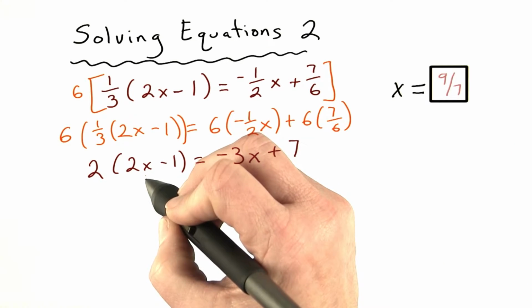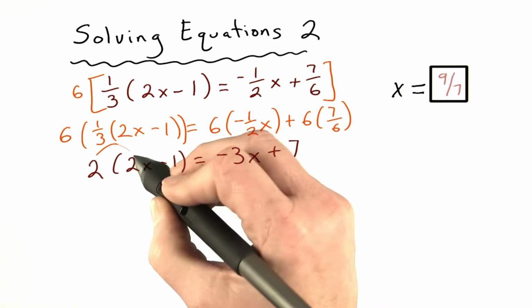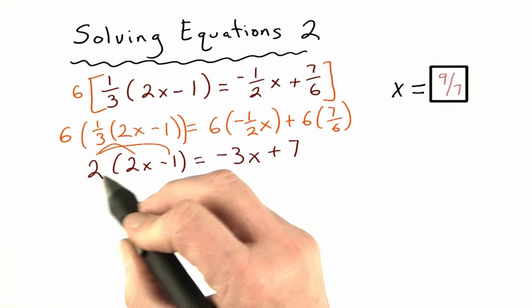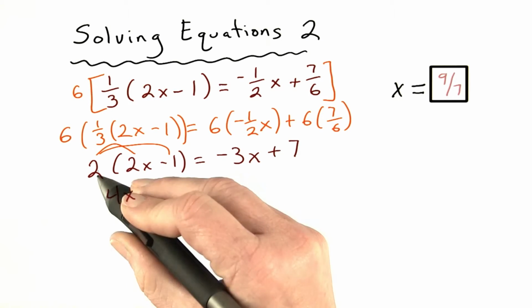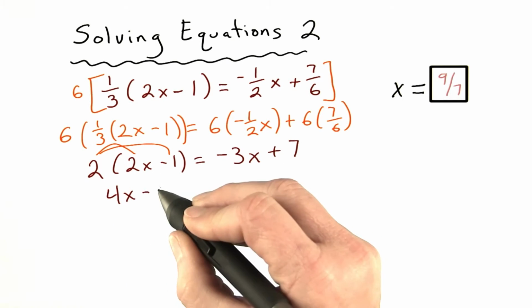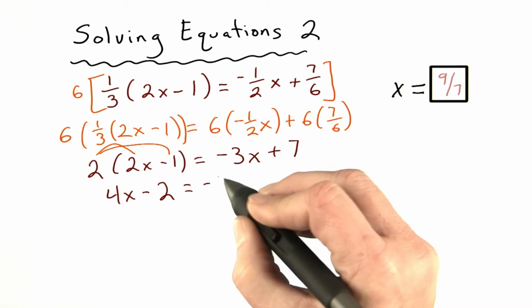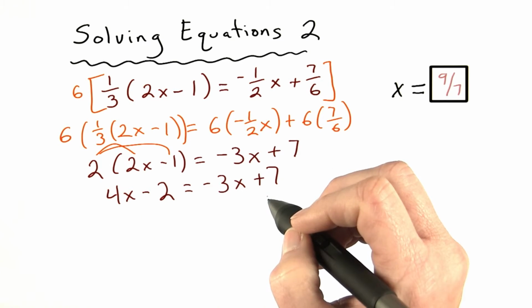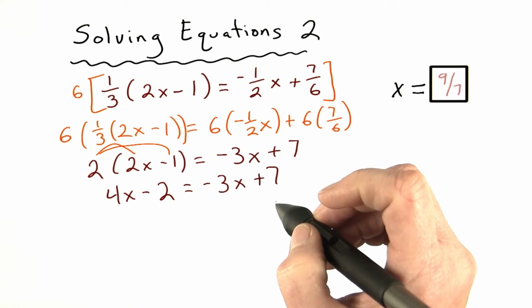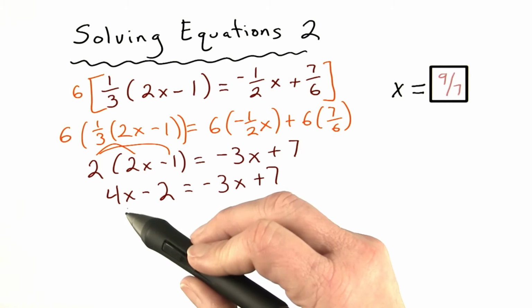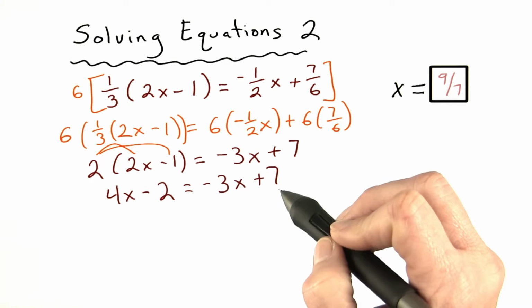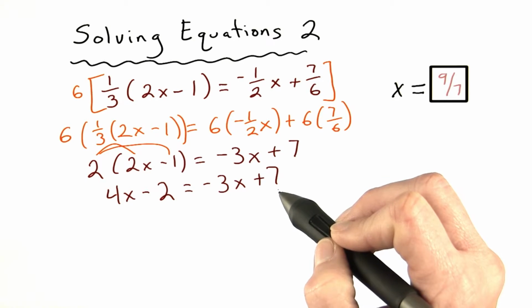Here I have 2 times 2x minus 1, so I need 2 times 2x, and I need 2 times negative 1. 2 times 2x is 4x, and 2 times negative 1 is negative 2. And I just write down the other side of my equation. Once I've cleared the grouping symbols and distributed where needed, I would combine like terms on each side of the equation. However, here there's only one x term and one constant term on the left side, and one x term and one constant term on the right side.